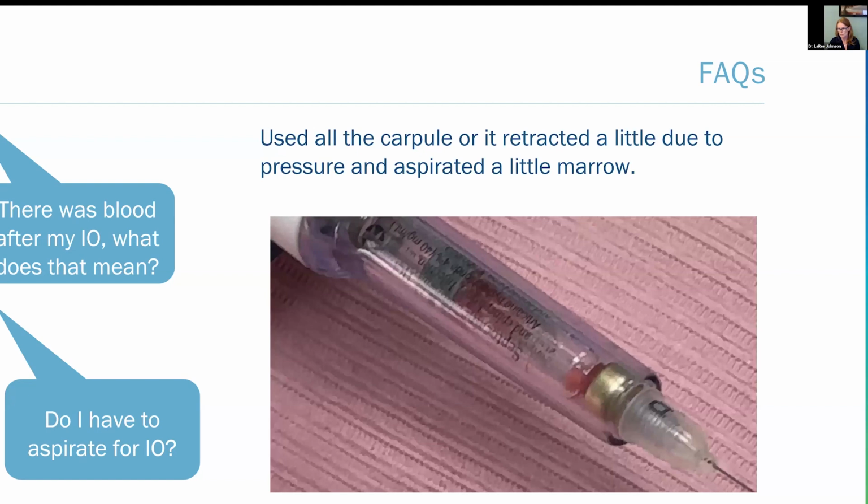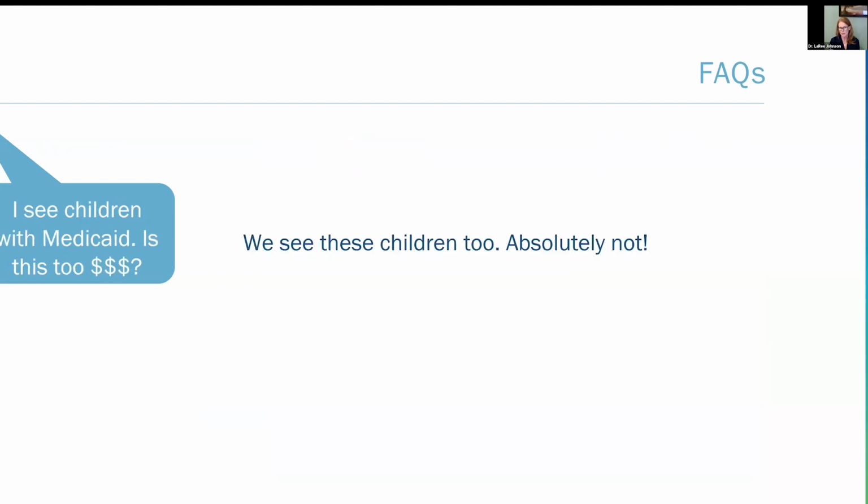People ask questions to me frequently about seeing blood in their carpule when they're done. You absolutely don't need to aspirate, but if you push your syringe all the way until it retracts itself, it's pressurized and then it retracts, it is aspirating as it retracts. So that's just a little bit of bone marrow, a little bit of blood from the trabeculated bone. Don't worry about it though, it's all good. Nothing to write home about.